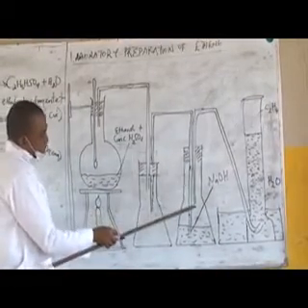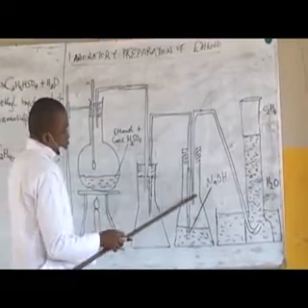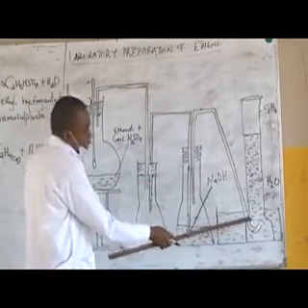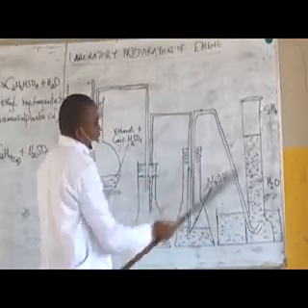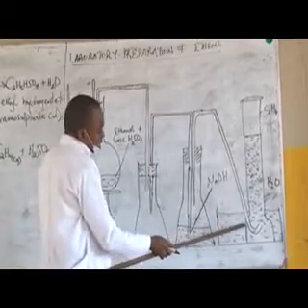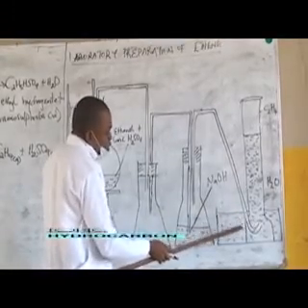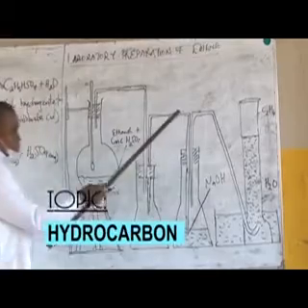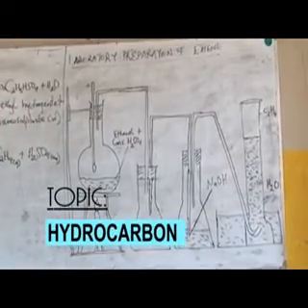And the gas that is now given off goes through this delivery tube and is collected over water in this water trough and inverted gas jar. Now, ethene gas is slightly soluble in water, so it can be collected over water, and the gas accumulates right there in the inverted gas jar.